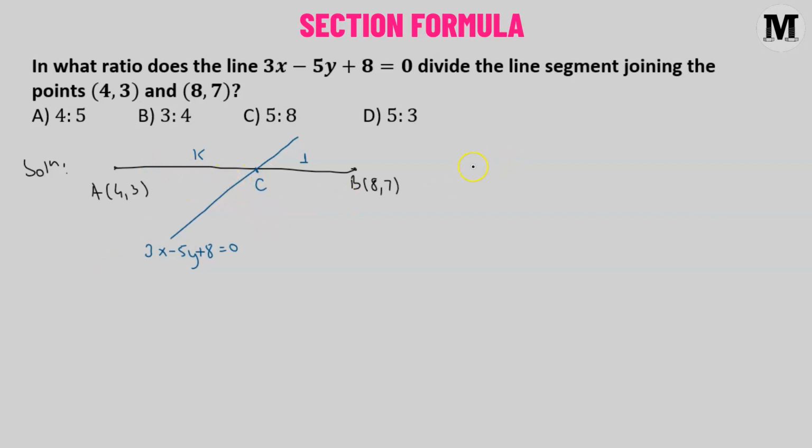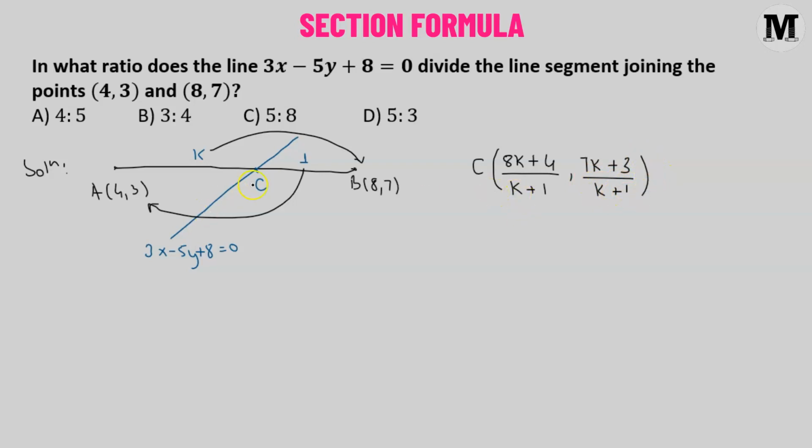So using section formula, the coordinates of C are going to be, we'll take k and multiply with B, and take 1 and multiply with A. Meaning, to find the x coordinate, we take k and multiply with the x coordinate of B, so that's going to be 8k, added to 1 times the x coordinate of A, so that's 1 times 4, simply 4, divided by the sum of the ratios, so that's k plus 1. Then for the y coordinate, we take k and multiply with the y coordinate of B, so that's 7k, added to 1 times the y coordinate of A, so that's going to be 3, divided by k plus 1. Fine. So this is the coordinate of point C.